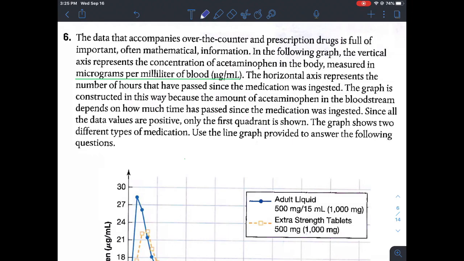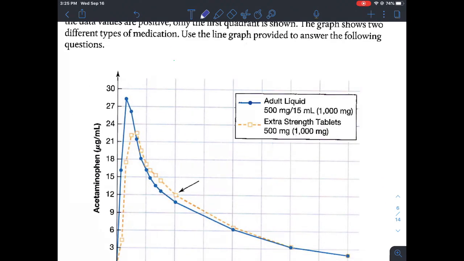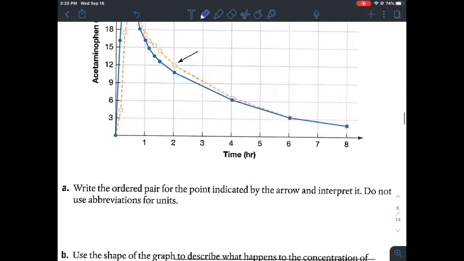The graph shows 2 different types of medication. So the first one in the blue solid line is adult liquid, and then the yellow dashed line is your extra strength tablets. So liquid versus a pill, essentially. All right, write the ordered pair of the point indicated by the arrow and interpret it. Do not use abbreviations for units.